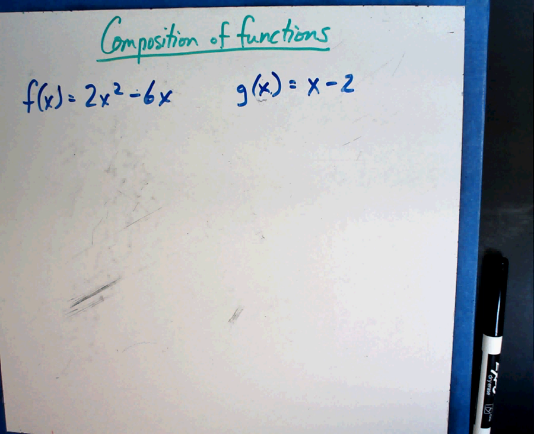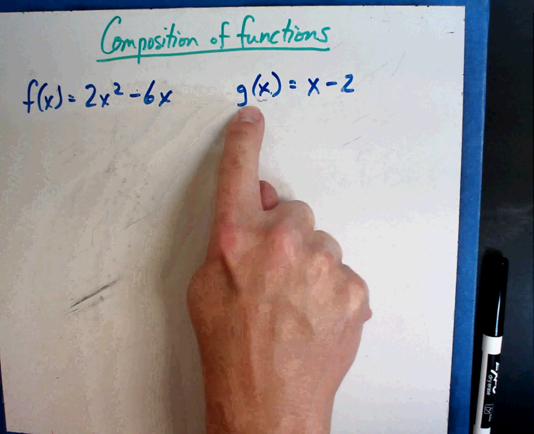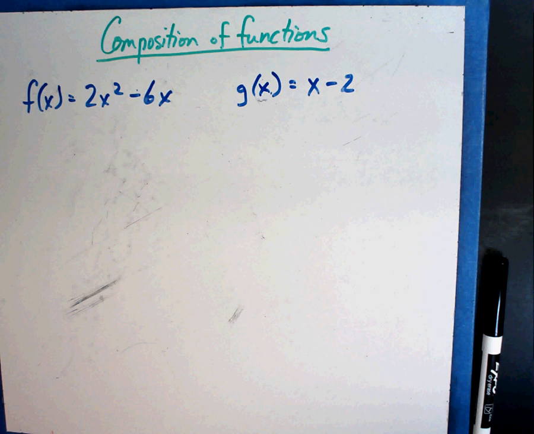All right, in this video, we're going to talk about the composition of functions, and this is going to go hand in hand with the video that we just did. There's some shortcuts. It's almost like an addendum to what we just did. You'll notice I have f of x equals 2x squared minus 6x, and g of x equals x minus 2. Take a second and copy those.